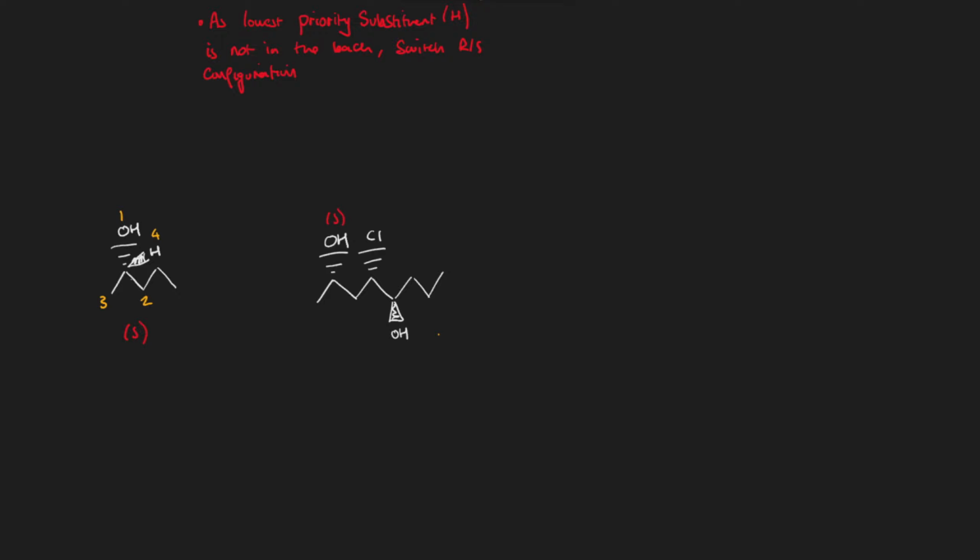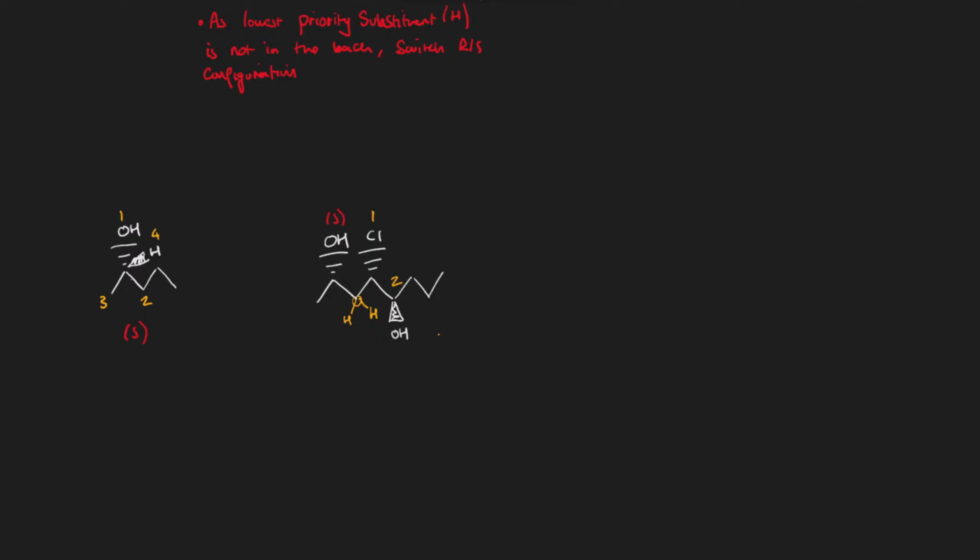Now let's look at the chlorine. So chlorine's got 1, then 2 to here because this carbon's attached to the oxygen, whereas this carbon is attached to 2 hydrogens, so it's number 3, and then obviously our hydrogen here is number 4. So again, we're moving in the clockwise position, however reversing it because hydrogen's in the back, and we now have our S configuration.